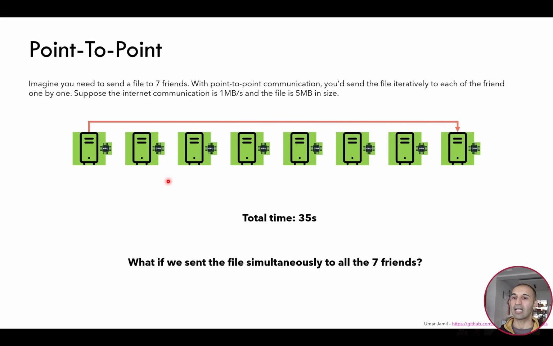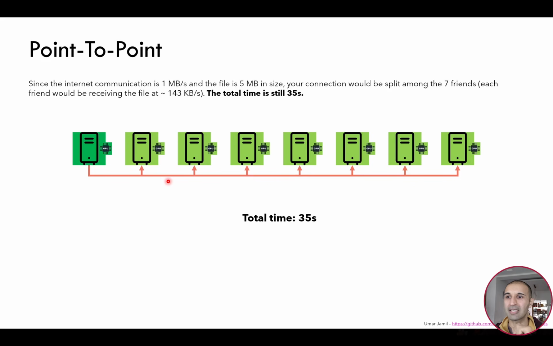Of course, you may say, okay, but why not send the file simultaneously to all the 7 friends at the same time? Of course, you can do it, but the problem is your internet speed is still 1 megabyte per second. And the internet speed of sending the file simultaneously to 7 friends will be split among these 7 friends. So each friend will be receiving the file at a speed of 143 kilobytes per second, more or less. So the total time is still 35 seconds to distribute your file to your 7 friends. Let's see if there is a better way.